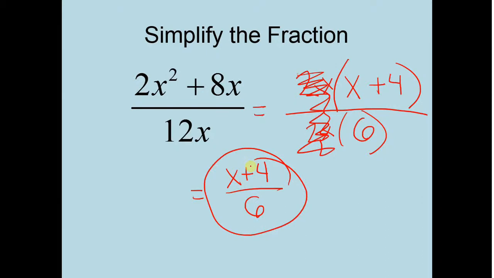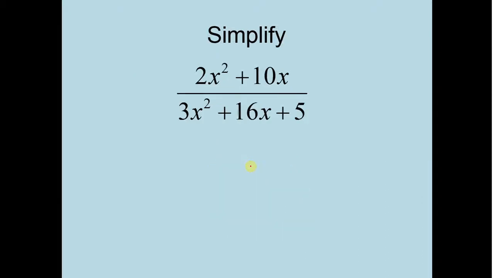Let's try this one. This one is probably the harder kind because you have two quadratics on top and bottom. So let's factor the top first. I have a 2x, right? Let's take 2x out. So I'm going to have an x plus 5, right? Now, 3x squared plus 16x plus 5. I cannot just factor that one.